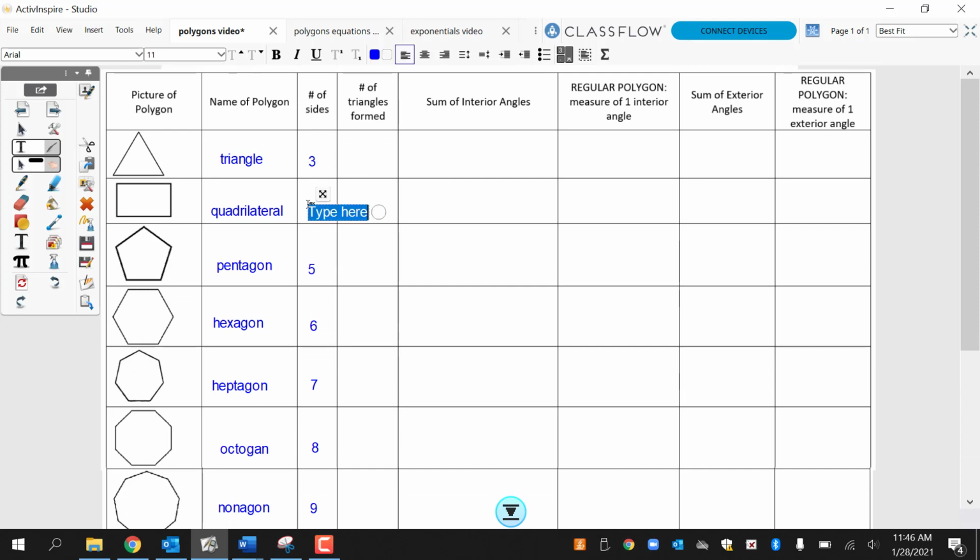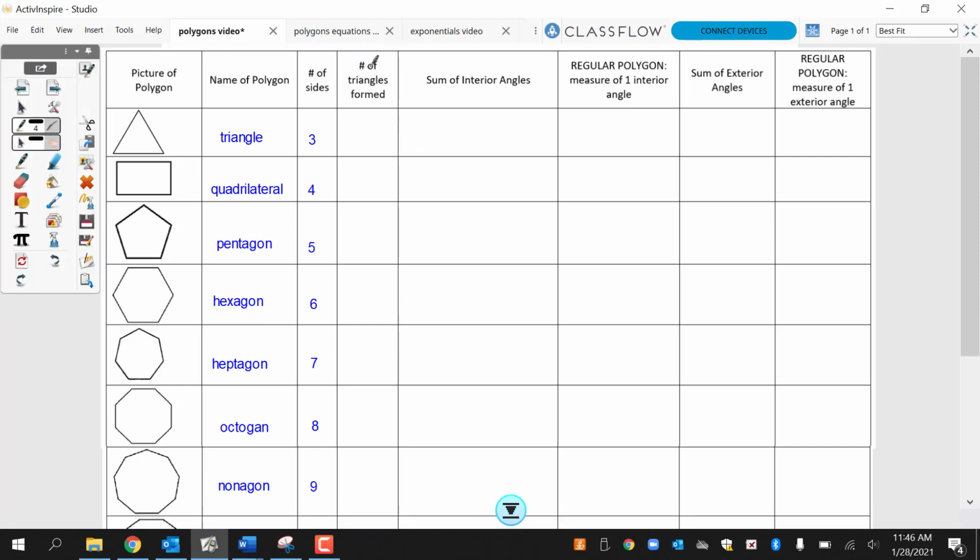Okay. So the next thing we need to talk about is the number of triangles. Now, what does that mean? Well, that means when I draw the diagonals through these shapes, how many triangles are made. In the first picture, if you have a triangle, there are no diagonals that can go through the middle. So there's only one triangle. In a quadrilateral, I'm going to draw a diagonal through the middle, carefully. There we go. How many triangles does that make? Well, that makes 2 triangles.